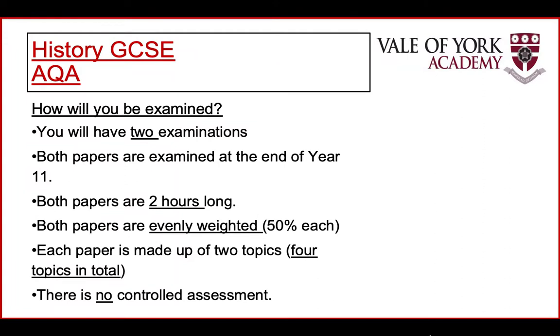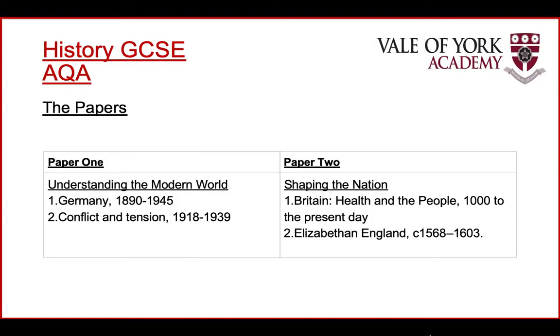There are 2 papers, so you will have 2 exams, and both papers are 2 hours long, evenly weighted at 50% each. Each paper is made up of 2 topics. There are 4 topics in total, and I'll be going through those in a little bit more detail in a moment, and there is no controlled assessment. So history is a purely examination-based subject at GCSE.